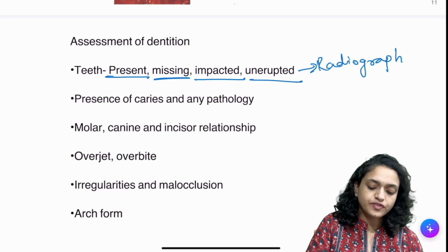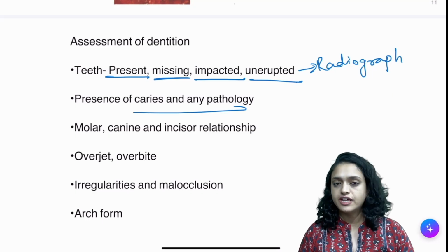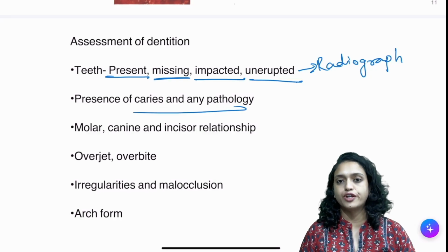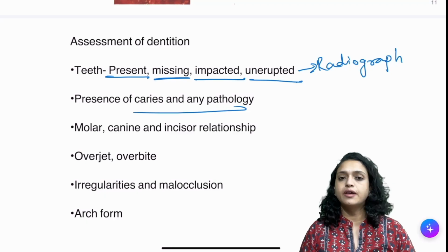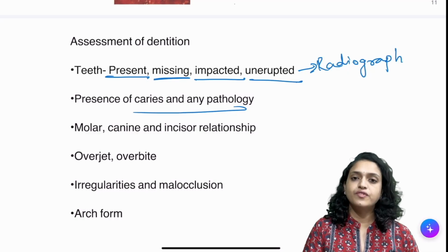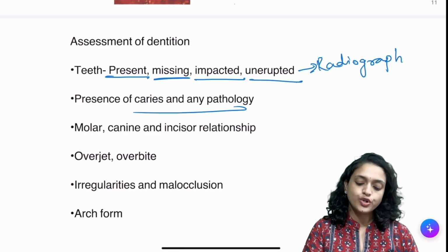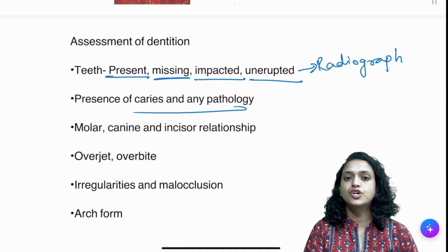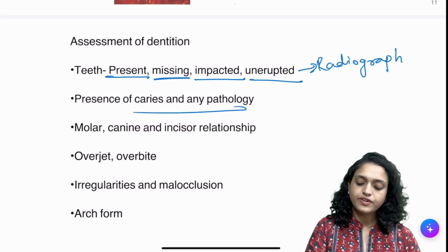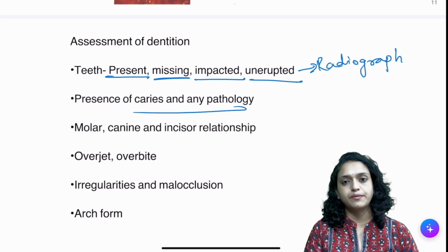Next, the presence of caries or any pathology. Before undergoing orthodontic treatment, the management of caries, the management of gingival issues and periodontal issues have to be carried out before undertaking orthodontic treatment. It's very, very important. So it is our responsibility as students or orthodontists to note any of these issues, to address them and then take the patient for orthodontic treatment. Whatever is the issue has to be addressed first, then only the orthodontic treatment can be carried out.